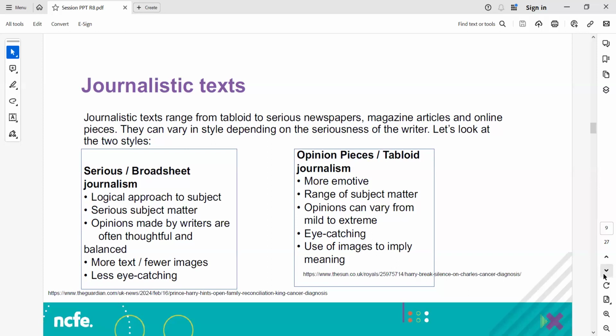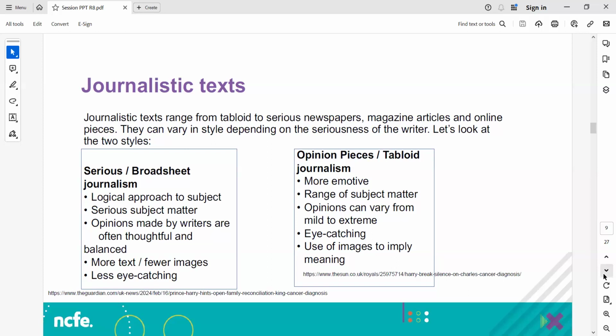And also magazine articles, online pieces. Now, these can vary widely in style, depending on the writer and the expected audience. So let's look at these two styles. So serious or broadsheet journalism, there's a logical approach to the subject, often serious subject matter. Opinions by the writers or the journalists are often thoughtful and balanced, so they're prepared to consider other points of view.